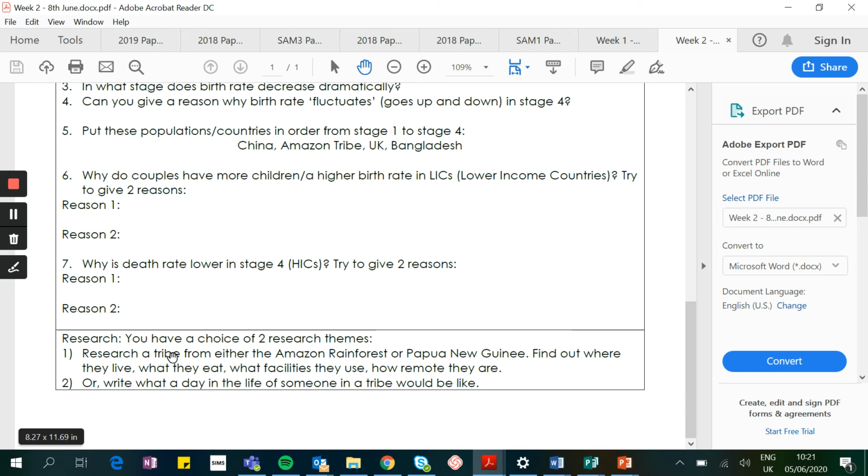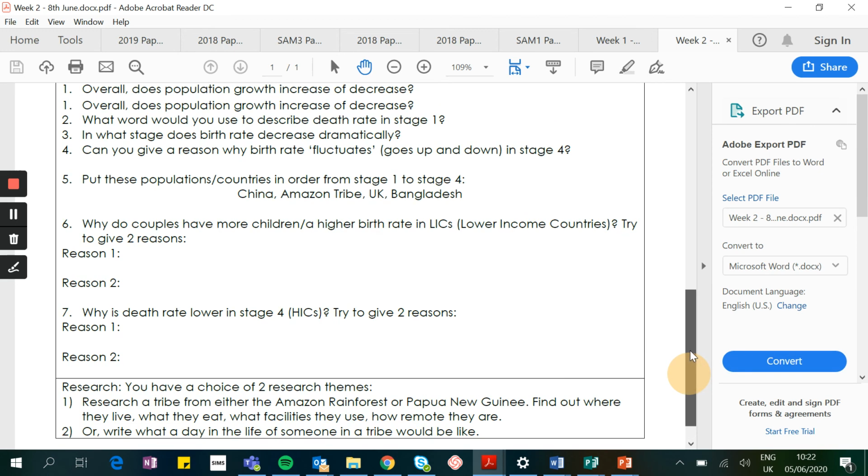Number 1, you can research a tribe from either the Amazon rainforest or Papua New Guinea. Find out where they live, what they eat, what facilities they use, and how remote they are. Or you could write what a day in the life of someone in a tribe would be like, and you can use your imagination for that. You won't need to use the internet or anything on what it would be like to live in a tribe. So I hope all that makes sense.